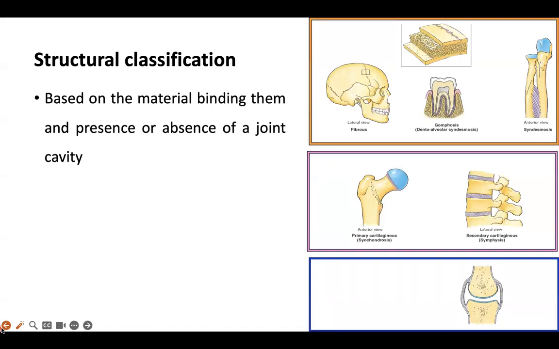The other classification is structural classification. This is based on the material binding the bones together and on the presence or absence of a joint cavity. Based on these two criteria, we can divide joints into three: fibrous joints, cartilaginous joints, and synovial joints.